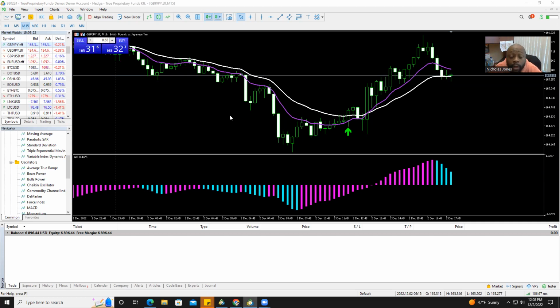Now this strategy will work on MetaTrader 5, also MetaTrader 4. I only trade on MetaTrader 5 now, just because I like the dynamic of how MetaTrader 5 works on the mobile device and on computers. But let's just get down to the meat and potatoes of it.